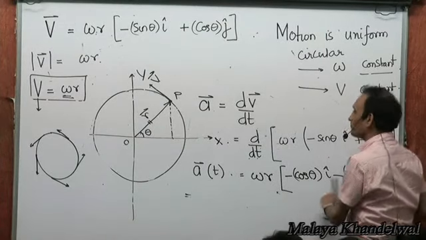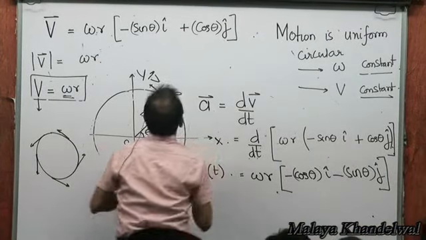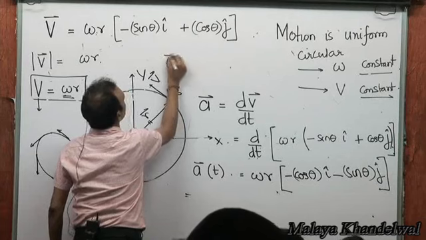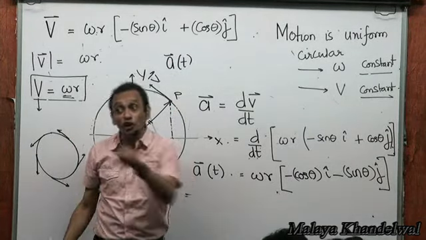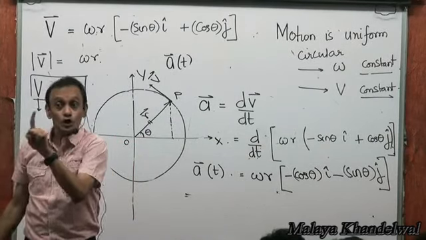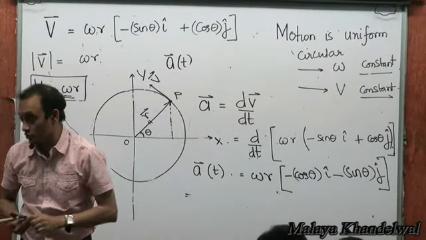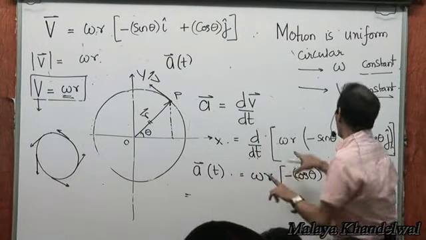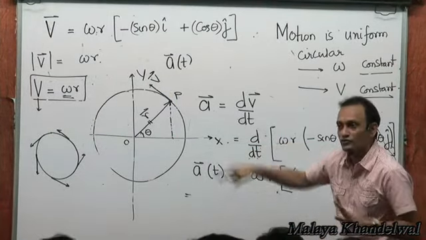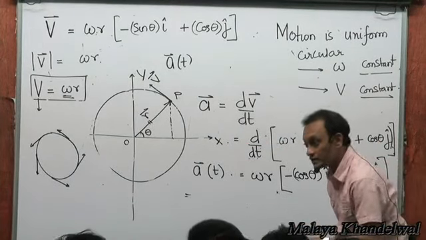Yes or no? This acceleration would be the acceleration for uniform circular motion, not if the motion is non-uniform circular. In non-uniform circular motion, what would happen? Omega will change with time, and I couldn't have taken this omega out of the derivative sign. You know what I'm saying?